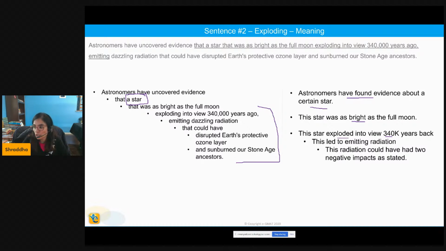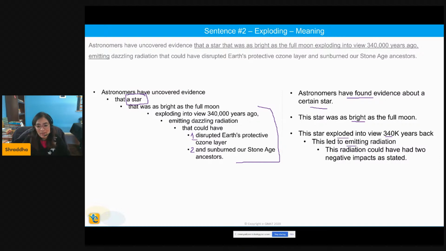Because of this explosion, emitting radiation was released. And what that radiation did, it could have, again, it could have, not that it did, but the possibility is that probably it had two negative impacts. First is it disrupted the ozone layer. So now we can attribute the reason why we have the hole in the ozone. And the second one is, it probably sunburnt our Stone Age ancestors because the radiation was so high.